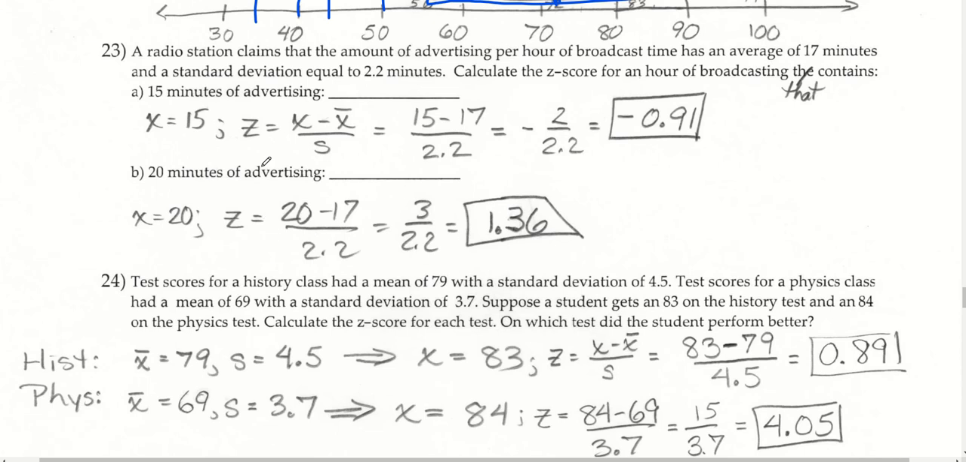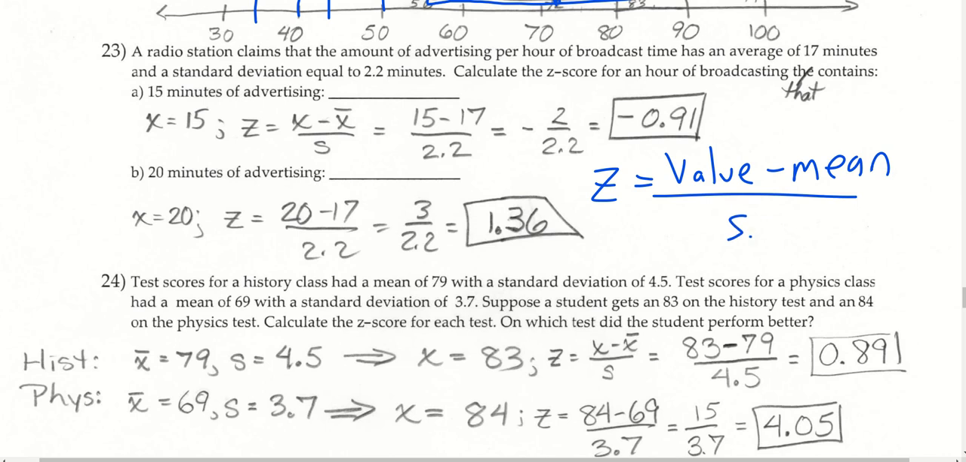23 I'm going to skip because in essence we've already kind of talked about this. In 23 we just get some more practice doing a z-score calculation. Again, for the exam, please make sure you know the z-score formula. Z is equal to the value minus the mean divided by the standard deviation. Okay, that's the z-score formula.